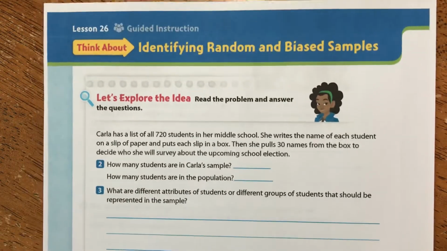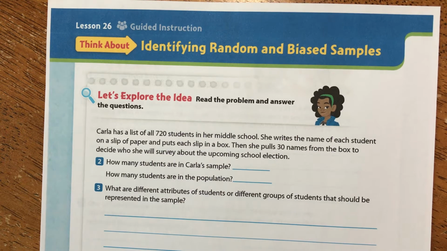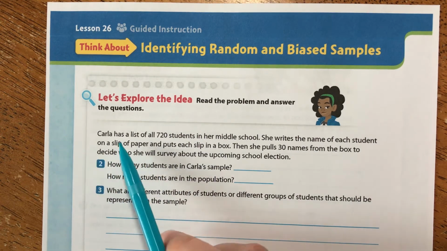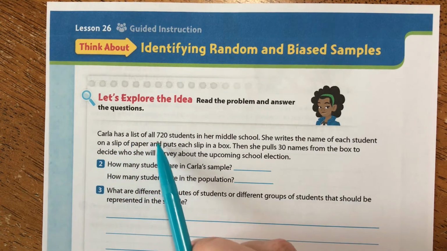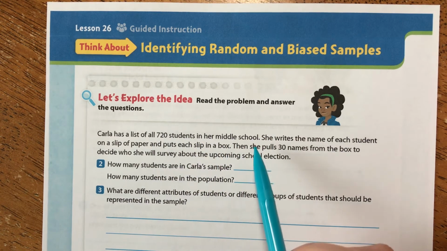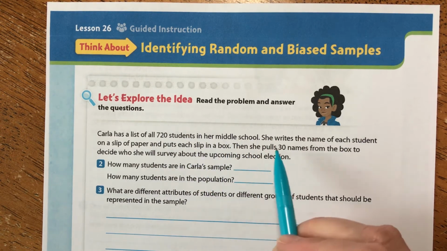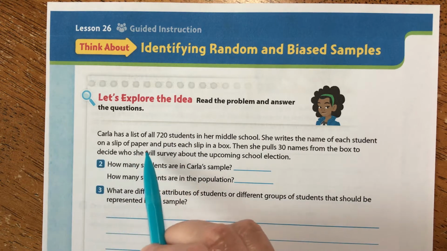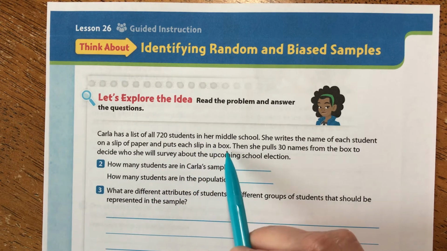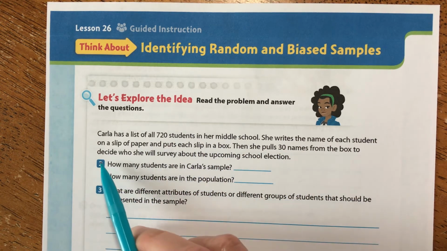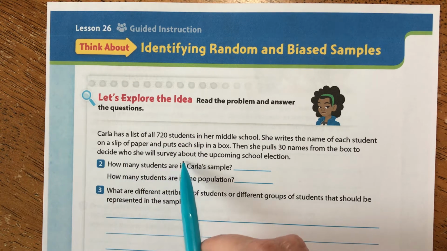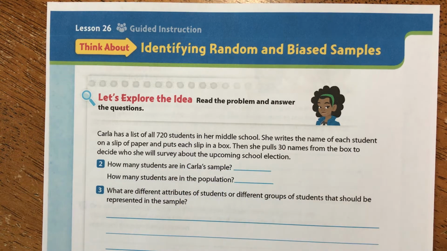Identifying random and biased samples. So now that we know what they are, let's see if we can point them out. Okay, Carla has a list of 720 students in her middle school. That's a big school, and that's just middle school. She writes the name of each student on a slip of paper and puts the slip in a box. She pulls 30 names from the box to decide who she will survey about an upcoming school election.